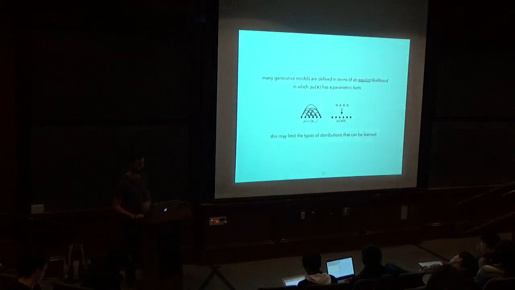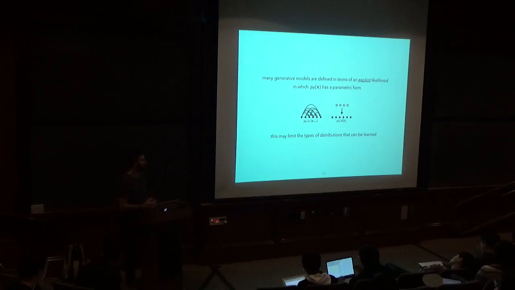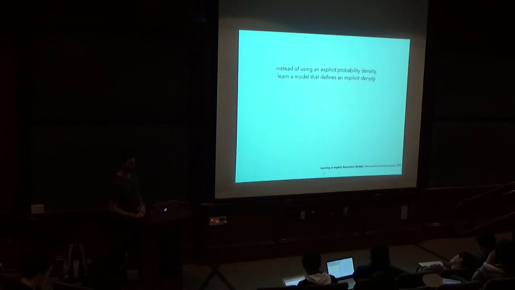So as we saw before, these types of models that we looked at have these explicit likelihood functions. And often this has some parametric form, and that might be very limiting. So we might not want to parameterize our output distribution in terms of a Gaussian or some other parametric distribution. And so we might want to have a more flexible stochastic generation procedure. And so instead of actually using this explicit probability distribution, we're going to define an implicit probability density.